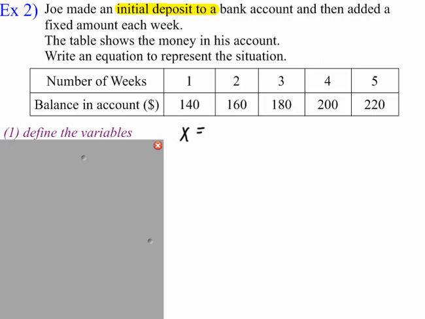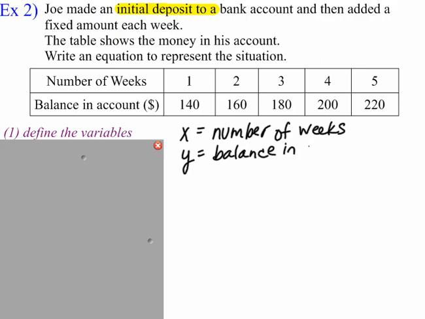So let's start going through our steps once again, and we're going to define our variables. So we know that x is the number of weeks, and y is going to be the balance in the account. And that's going to represent money.